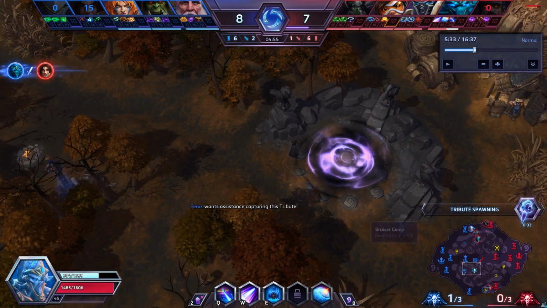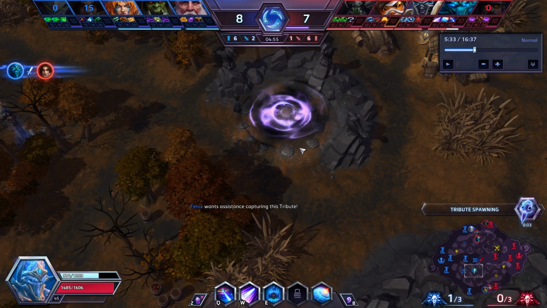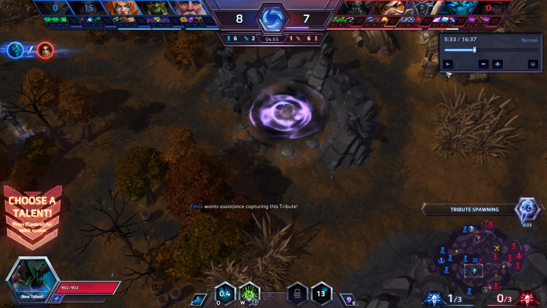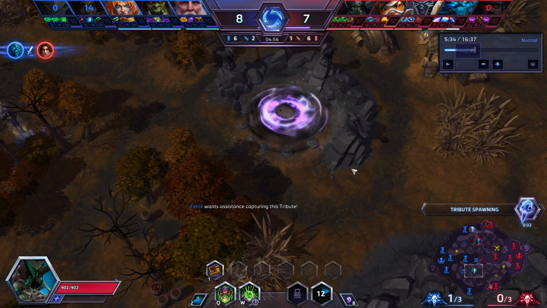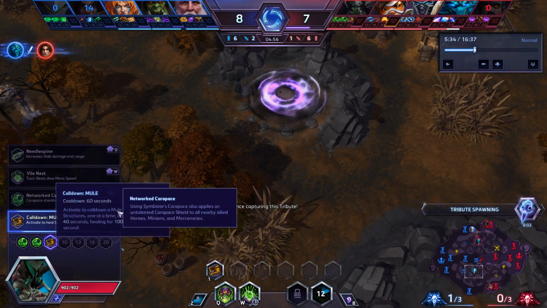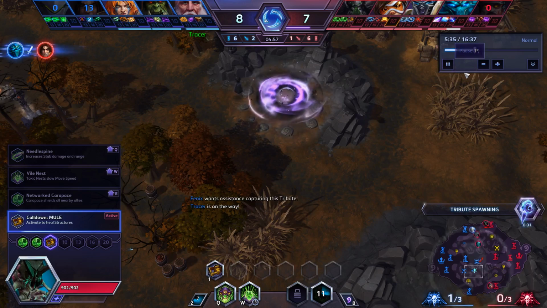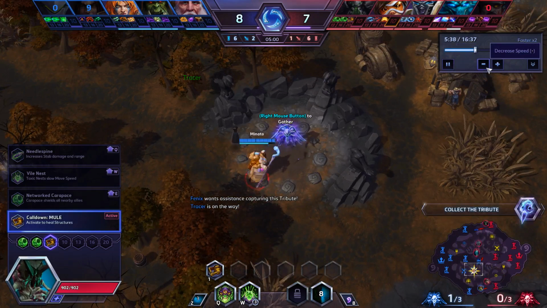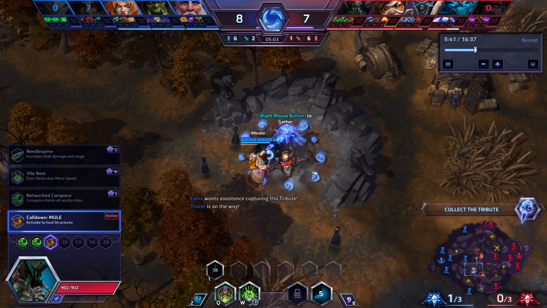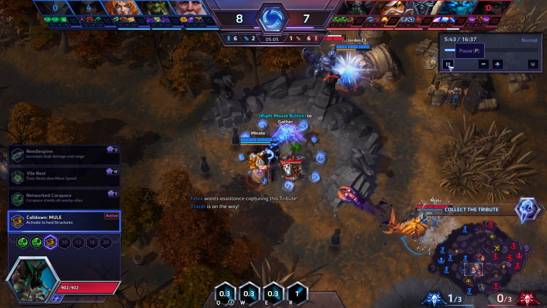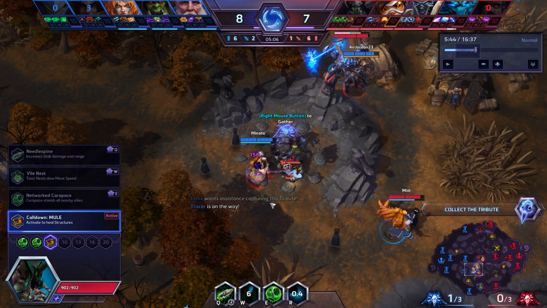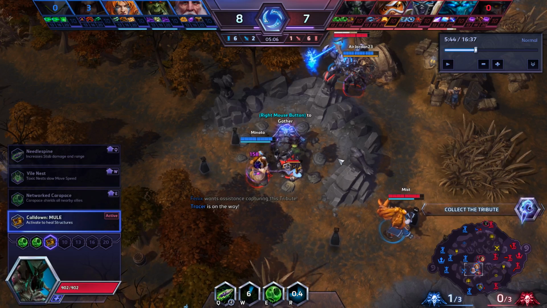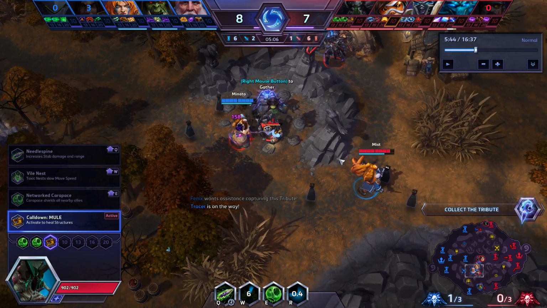Another micro decision would be doing something like getting Mule as Abathur, and then using your Mule to interrupt someone who's trying to channel something. Placing a Mule, activating your Q, and then you do a quick W, which interrupts the channel. It was actually the Stukov that interrupted in this case, but it would have still interrupted him before that. That is a micro decision that was made by Abathur to interrupt this.